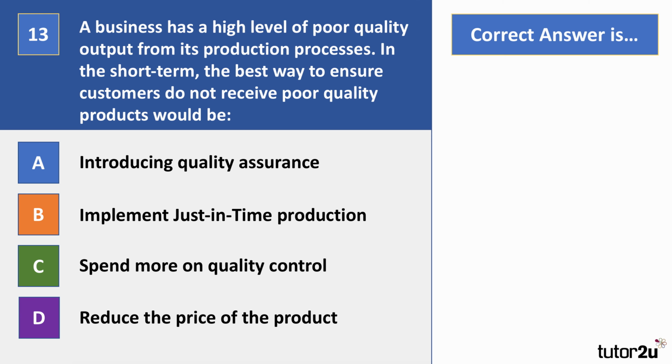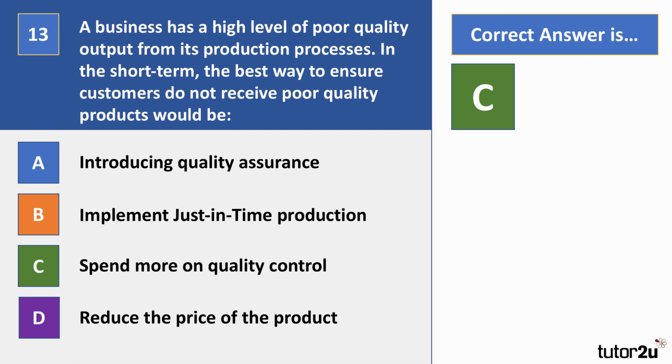Well, in that situation, the best way is to spend more time on quality control, to spend more time inspecting the finished output from the production process to try and identify poor or substandard quality products before they are delivered to customers. Quality assurance, whilst in the longer term may definitely help reduce poor quality, can't be introduced very quickly. It's a cultural thing, is quality assurance, as well as being quite complicated. So that's not going to be the best way in the short term.